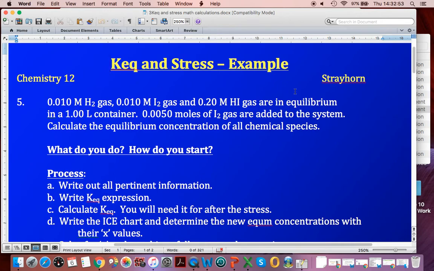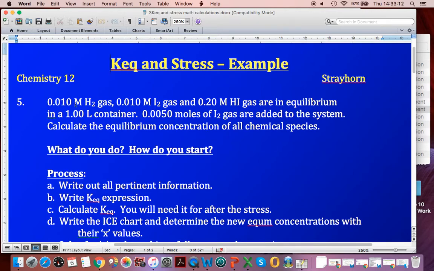Okay, as you can see, the title says Keq and Stress Example. And this represents the toughest type of math equilibrium question I will throw at you. Reading the question is really important. You're going to be a bit like a detective. It's giving you lots of critical information.